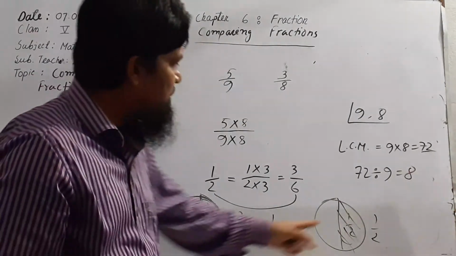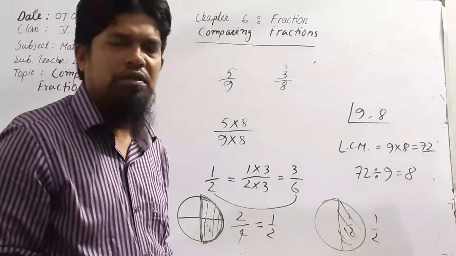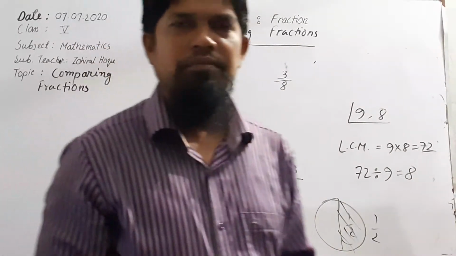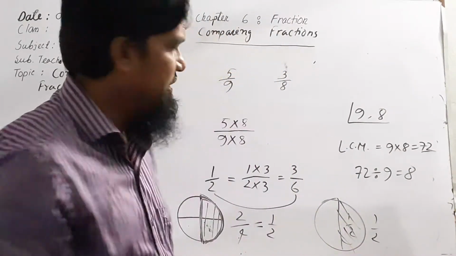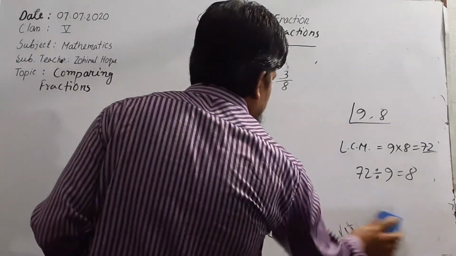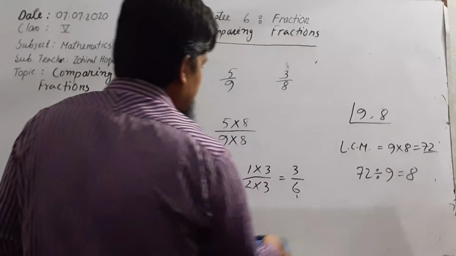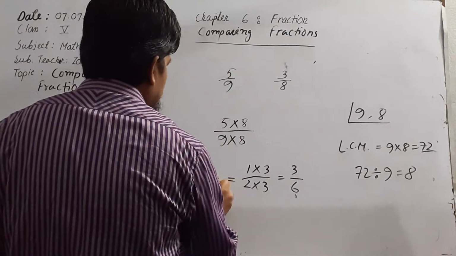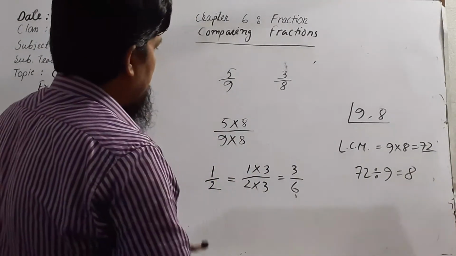That means 1 by 2 and 2 by 4 are the same, although they look different. This is called equivalent fractions. I don't have scope to explain about this anymore.